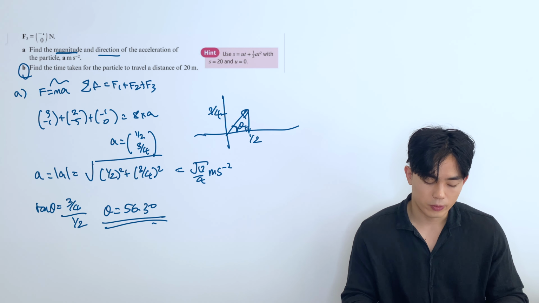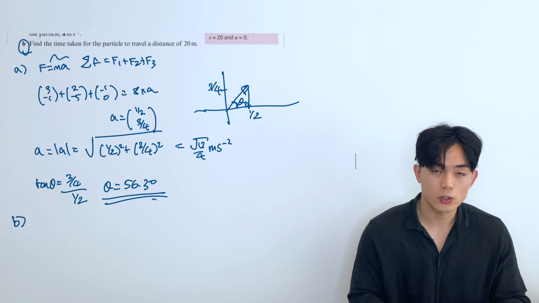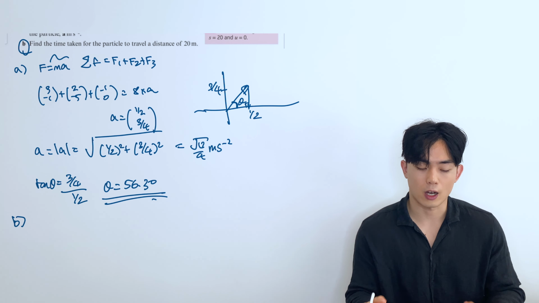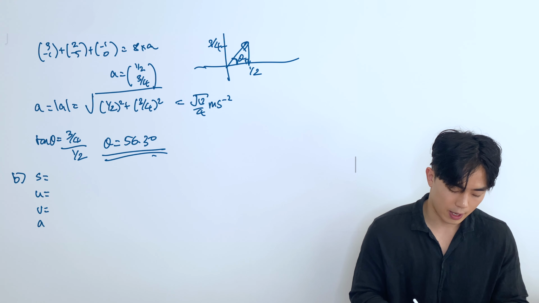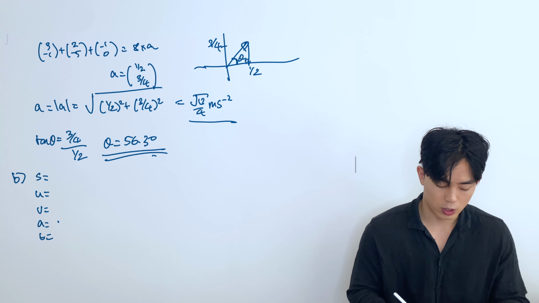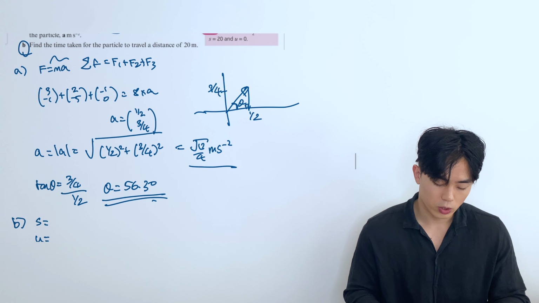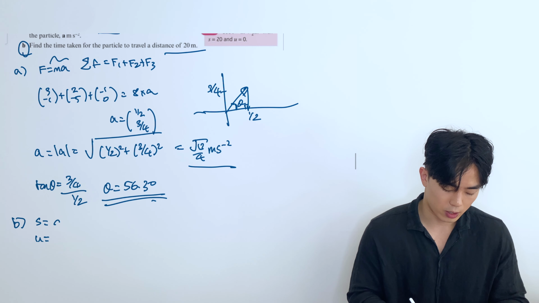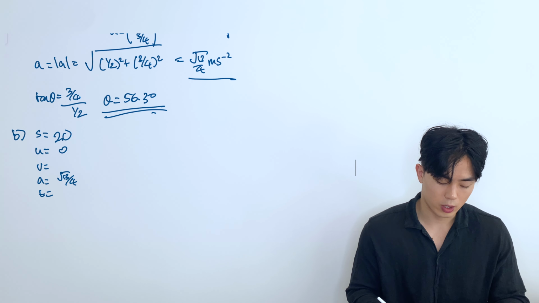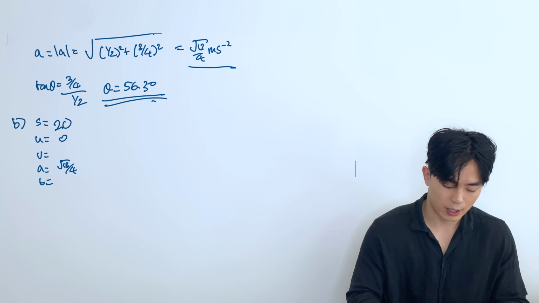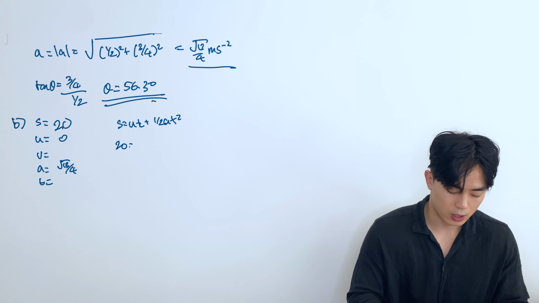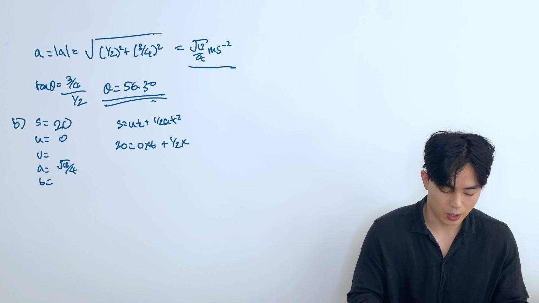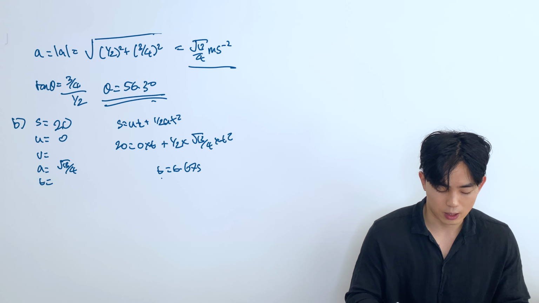Right, part B: find the time taken for the particle to travel 20 meters. As I said, you can use the SUVAT equations with this force equation because they are related to each other. So we're trying to find S, U, V, A, T. We know a, with the magnitude, is root 13 over 4. We're also trying to find the distance 20, so s is 20, u initially was 0, and we're trying to find the time taken. So once again, s = ut + half at squared. So we have 20 = 0 times t plus half times root 13 over 4 times t squared, and t we get a value of 6.7 seconds.